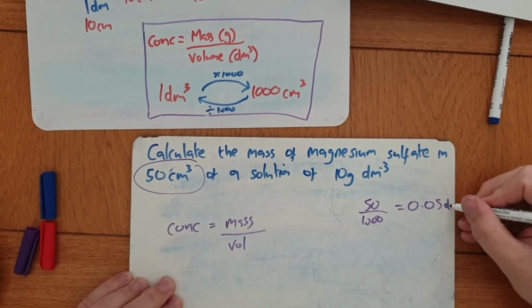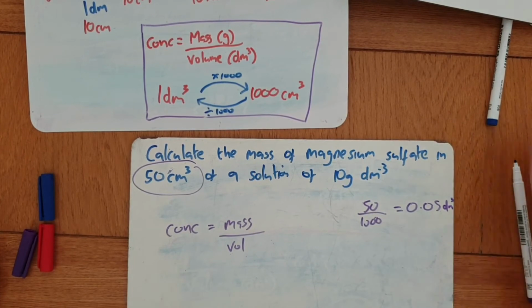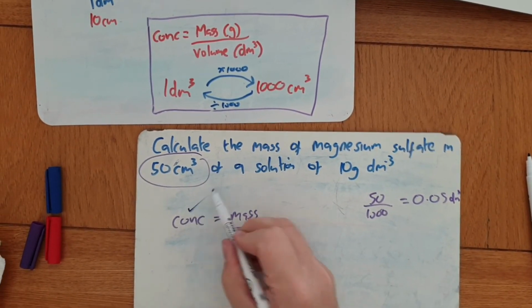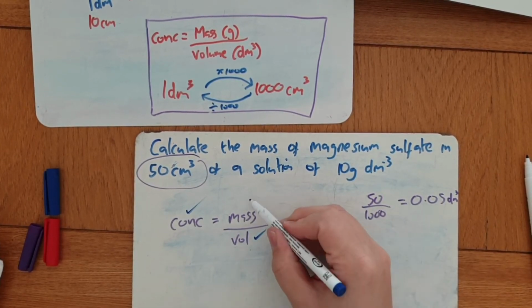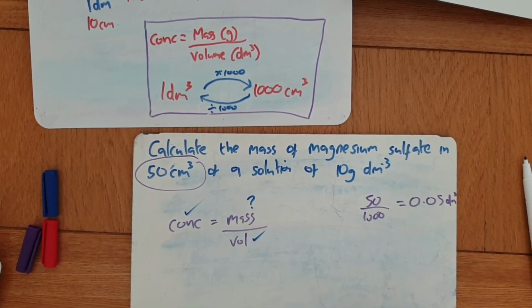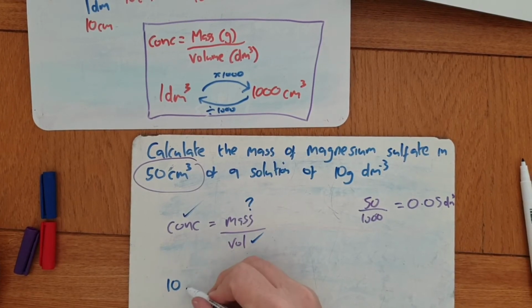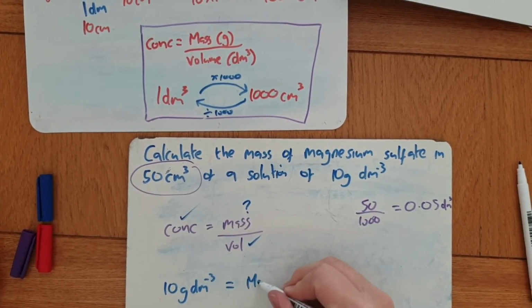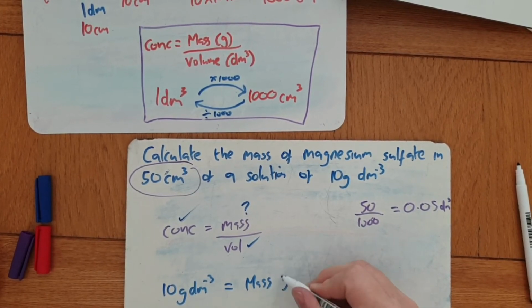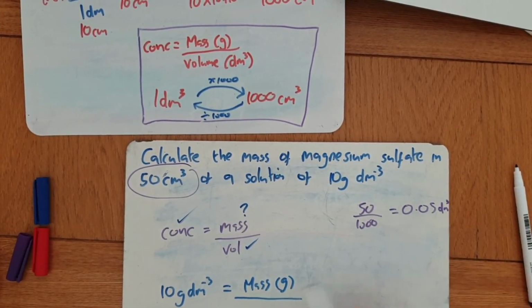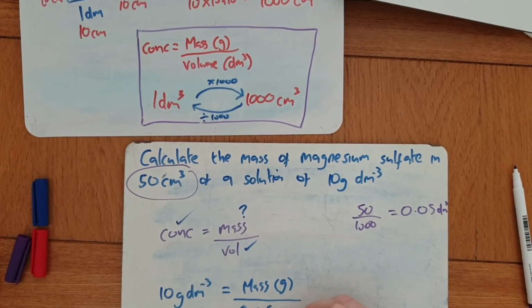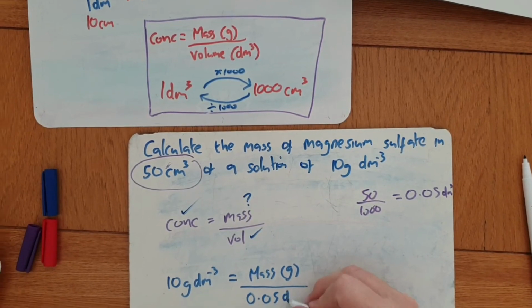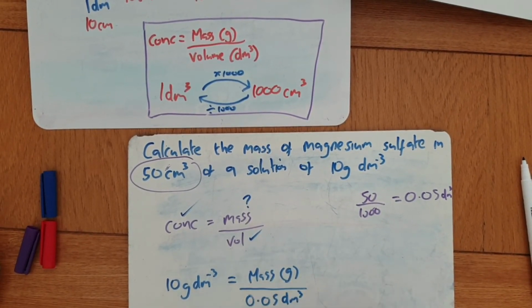So 0.05 decimeters cubed. Let's put those numbers in. So we know the concentration, we know the volume, tick. We want to work out the mass. So concentration was 10 grams per decimeter cubed. We're trying to work out the mass, which will be in grams. And we know the volume is 0.05 decimeters cubed.